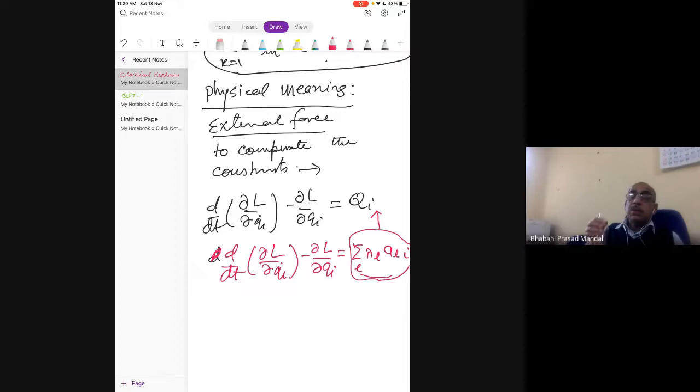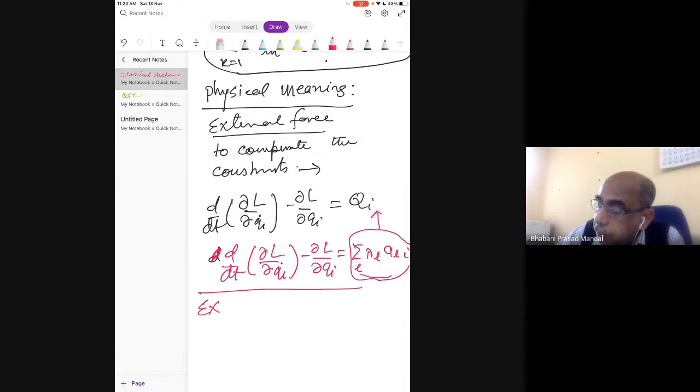So let us consider an example. To understand, we'll consider only the holonomic cases. Example of holonomic cases: suppose a particle moves on a circle in 2 dimensions. The particle example.